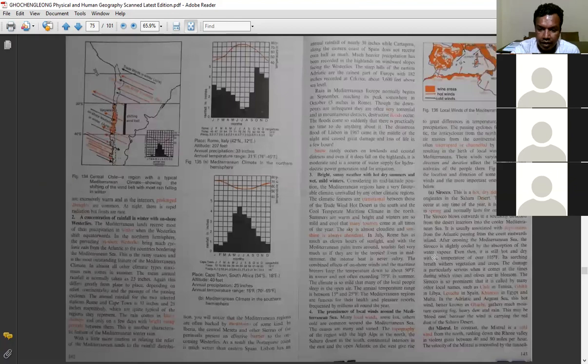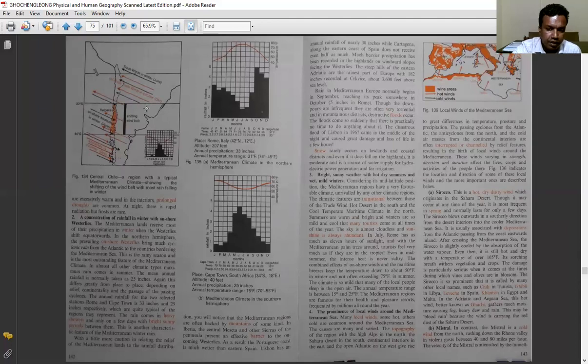On the contrary, in the winter season, there is a picture given here on the left-hand side that you can see. During the winter season, the sun goes to the southern hemisphere.